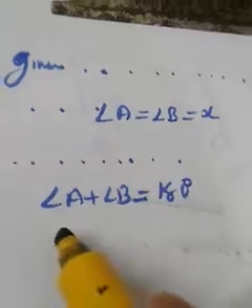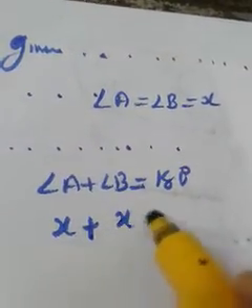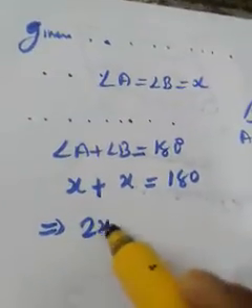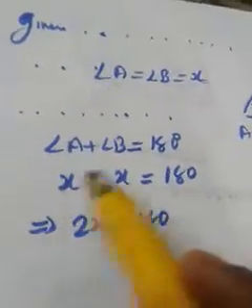What was angle A? x. What is angle B? x. Then x plus x should be what? 180 degrees. What is x plus x? 2x. So 2x will be 180 degrees. X plus x is 2x.